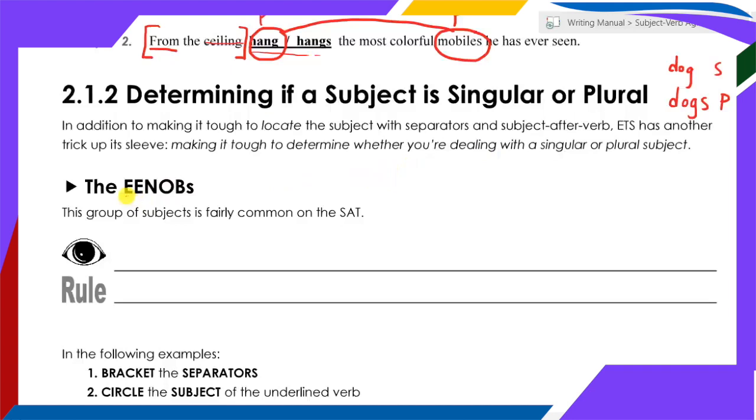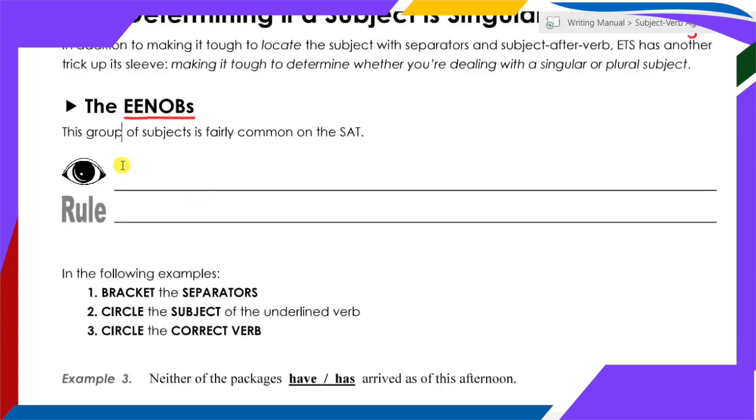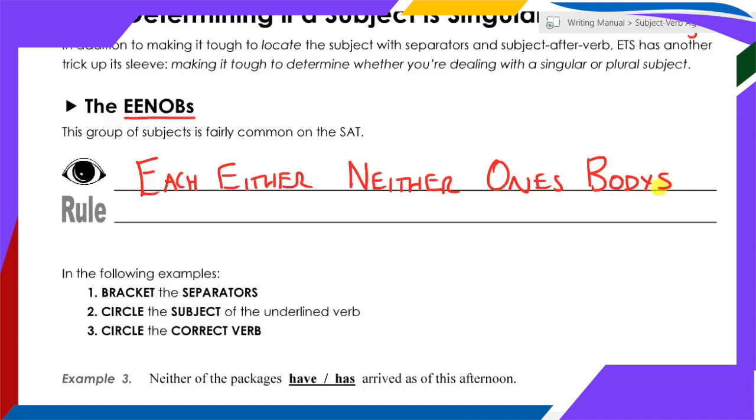So we've got to talk about my favorite acronym of all time, the ENOBs. The ENOBs stand for each, either, neither, ones, and I know I'm spelling this word oddly. Don't worry, I'm doing it for a reason. Ones and bodies. Each, either, neither, ones and bodies. I would say that to yourself like 20 or 30 times until you have it down. All right, I'll just do it 3 times. I won't do it 20 or 30 times.